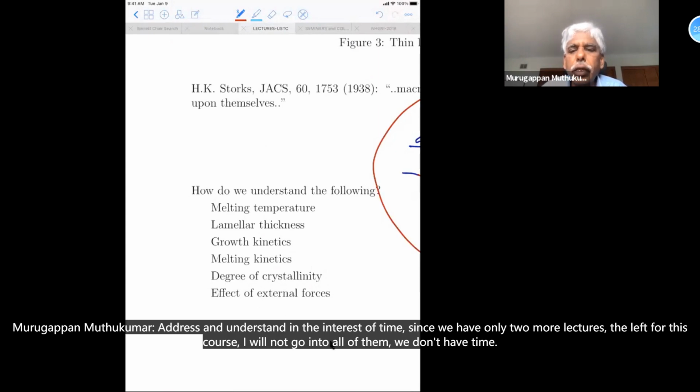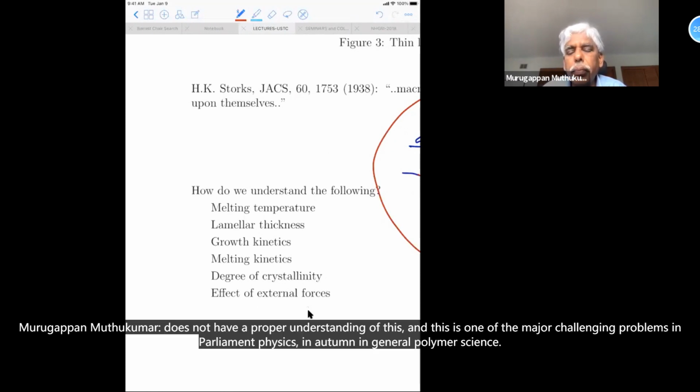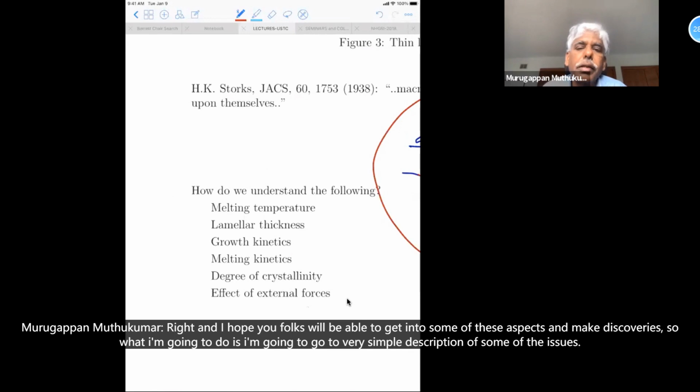In the interest of time, since we have only 2 more lectures left for this course, I will not go into all of them. We don't have time to go through all of them. And also for an elementary course like this, these are getting to be challenging to understand. Even the community does not have a proper understanding of this. And this is one of the major challenging problems in polymer physics or in general polymer science, right? And I hope you folks will be able to get into some of these aspects and make discoveries.